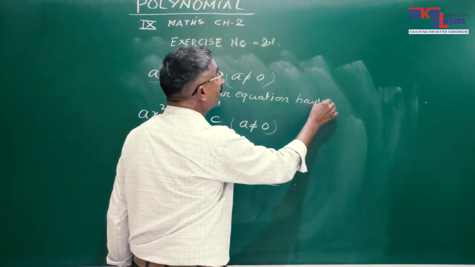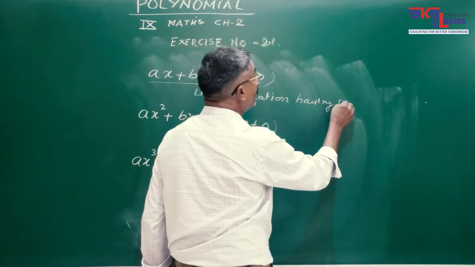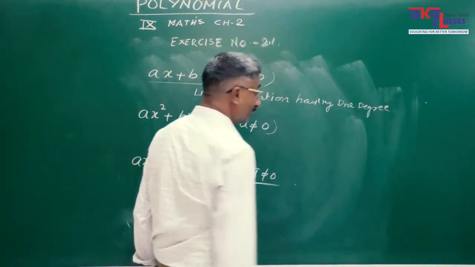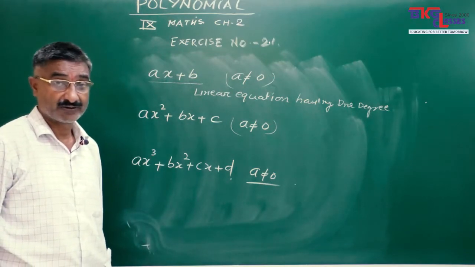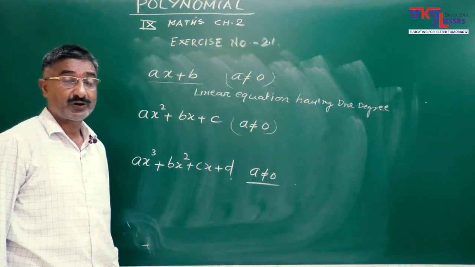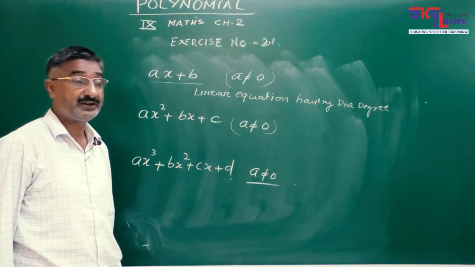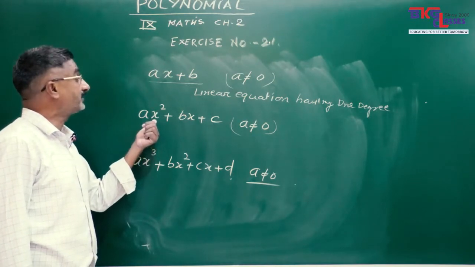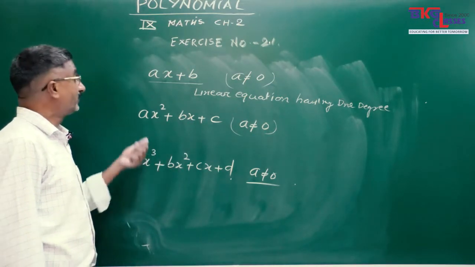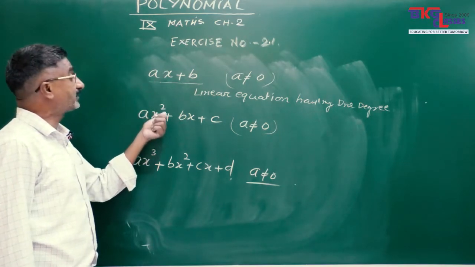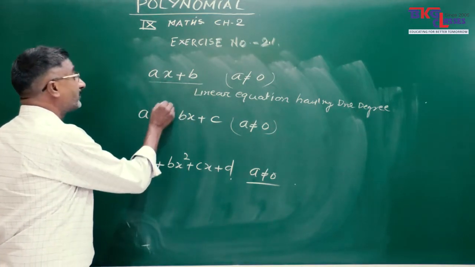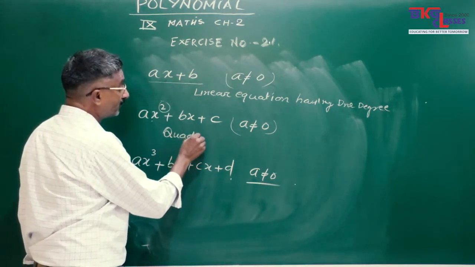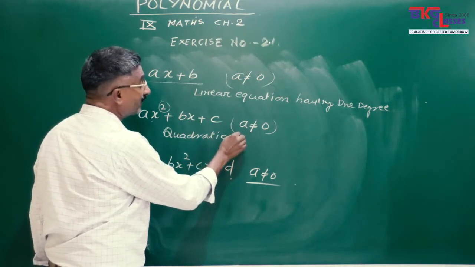Having one degree. A 1-degree polynomial equation is called a linear equation. If the power is 2, with a single variable x, of course, here also a single variable, ax square plus bx plus c. Here the power is 2, so this is called a quadratic equation.